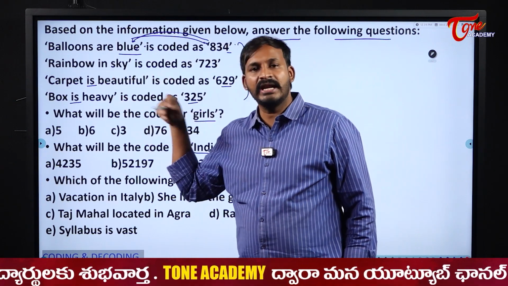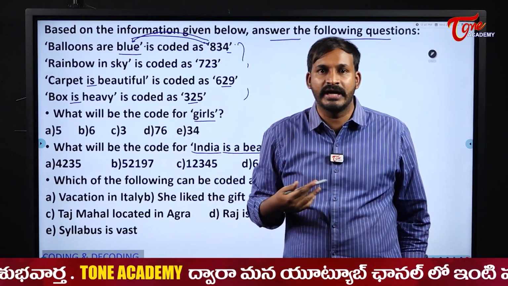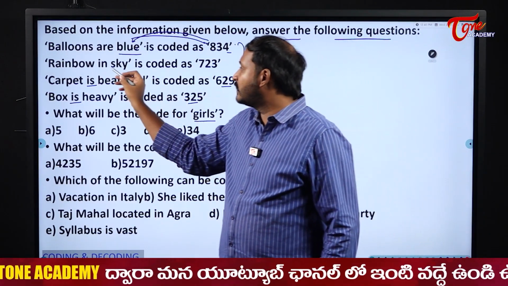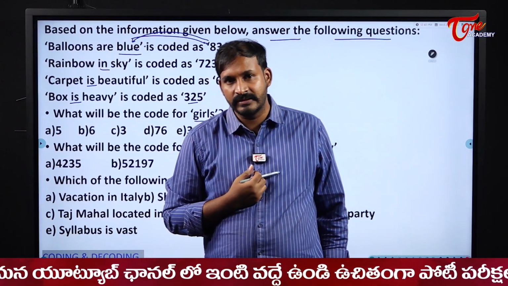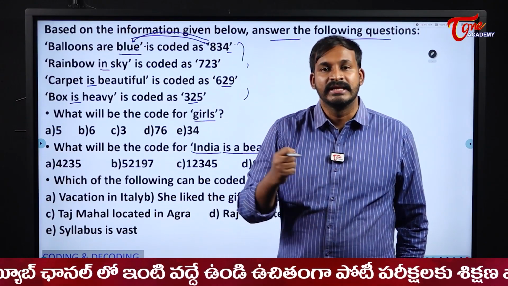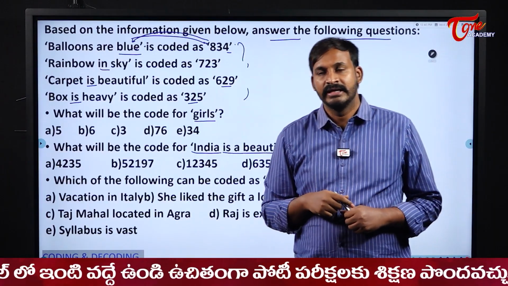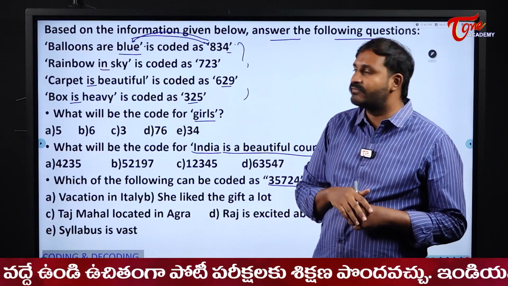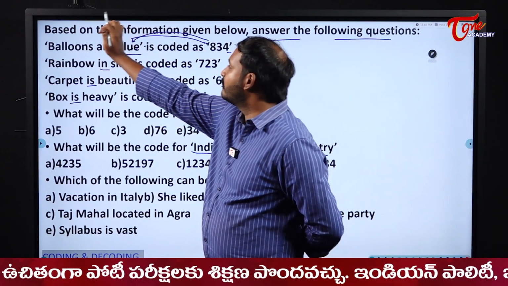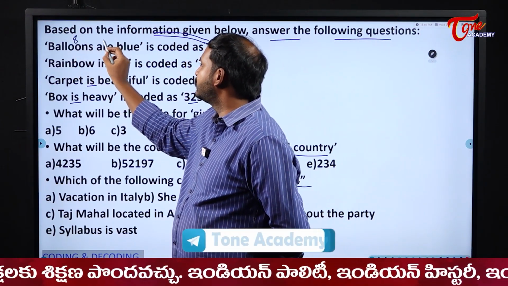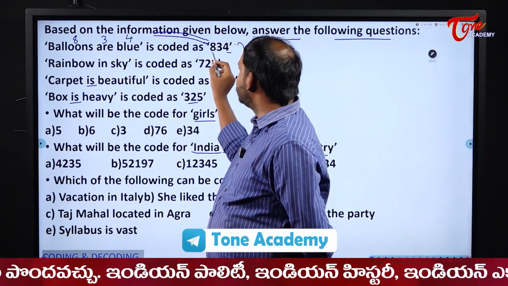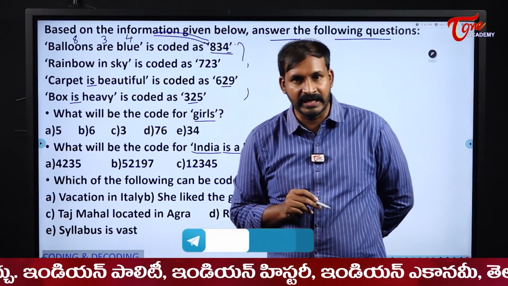If I have is here, I might think that okay, is coded as 2. But here it is in. In is also coded as 2. Then how is it possible? Then immediately you should change your plan. Then count the number of letters in each and every word. The number of letters in balloons is how many? For me 8. R is how many? 3, and in blue is 4. So 834. Yes sir, it is written as 834.